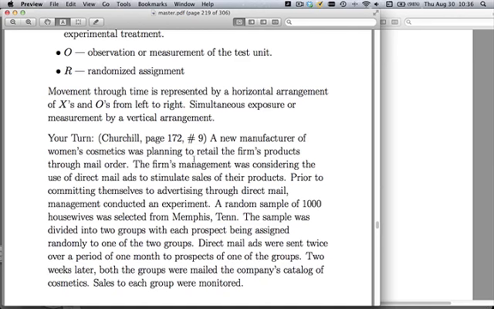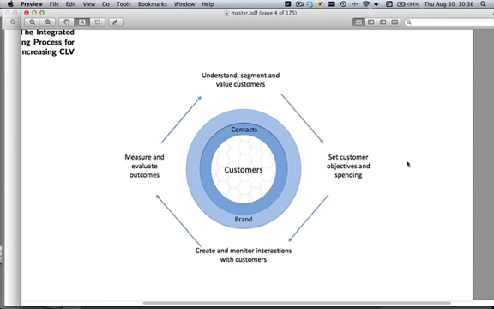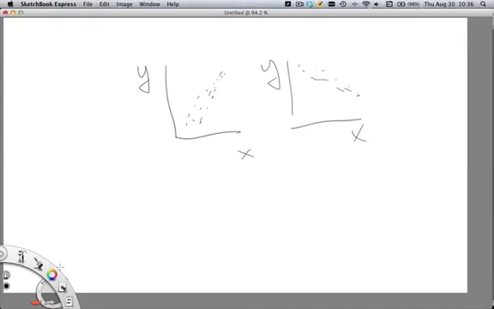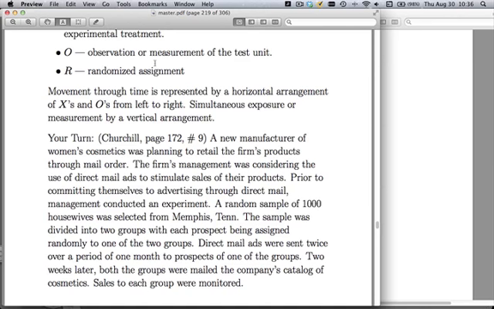So let's start with the treatment. So the treatment here is exposure to these ads. So direct mail ads were sent twice over a month. So getting those 2 direct mail ads. Oops, let's go to my sketch pad and we'll clear this. So X is equal to exposure to the ads prior to receiving that catalog.